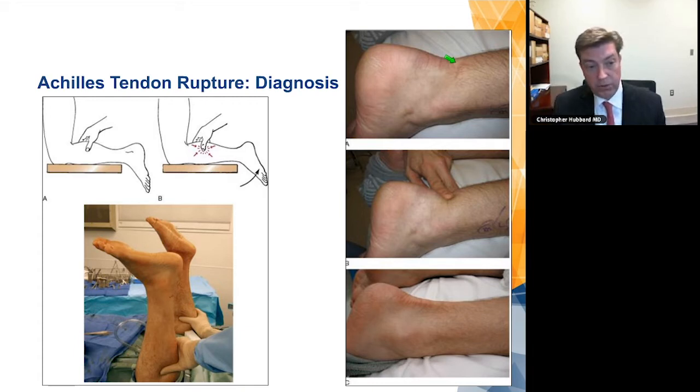This is the Thompson test, which is squeezing the calf and trying to elicit some plantar flexion of the foot. In this case, this would be a negative Thompson test, in that there's some continuity of the tendon and the foot bends down. In this case, there's no continuity, so the foot does not bend. The best way to do this is with the patient prone. But that's just another test. You can try to have them single heel rise on that side as well, but usually they're pretty sore and pretty weak to be able to do that.